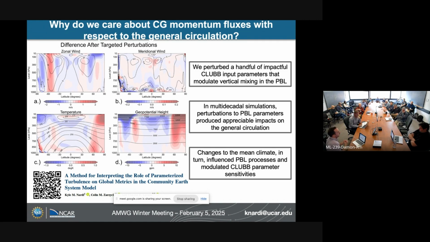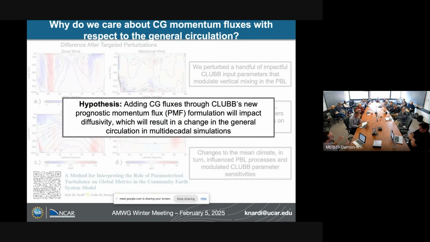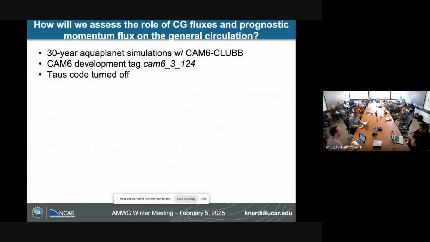So we wanted to go in and see, well, if we think countergradient fluxes are going to change the degree of vertical mixing in the boundary layer, we want to see exactly how that vertical mixing is changing, and then how that change in vertical mixing is affecting the general circulation in these multi-decadal simulations. So to do this, we're going to run several 1-degree aquaplanet simulations. We're going to run for 30 years.